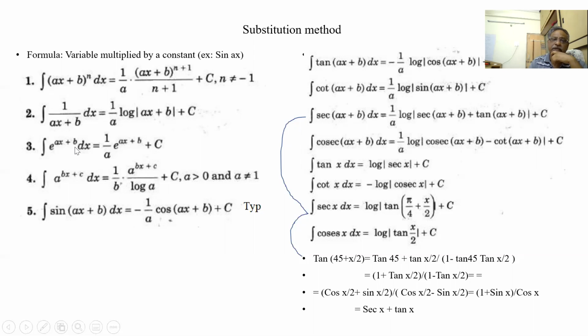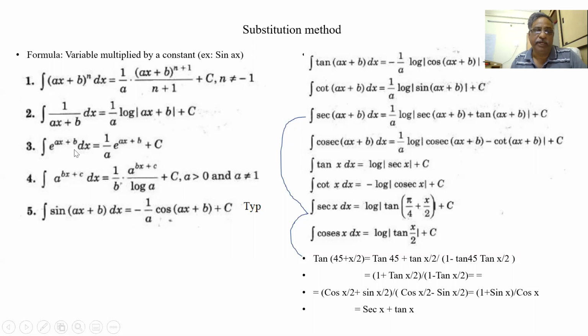Ax differentiation is a, so I am multiplying this. If I differentiate this, what I am getting is 1 by a into e to the power of ax into a. The a into a gets cancelled, and I get the same thing. e to the power of b is also constant, so e to the power of b by a into e to the power of ax into a. The a gets cancelled, e to the power of b into e to the power of ax, same. The differentiation of c is 0.